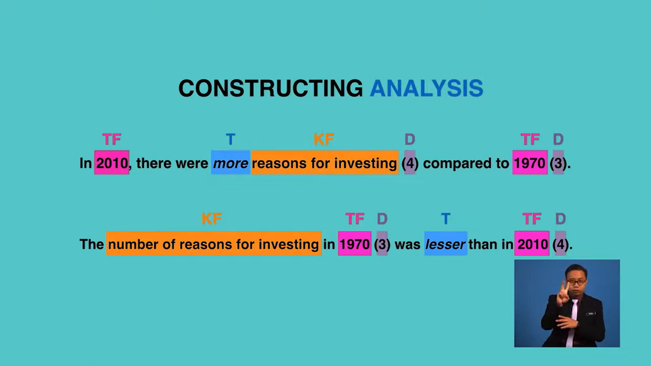For the second analysis, the number of reasons for investing, the key feature, in 1970, the time frame, 3 is the data, was lesser than. The trend word here is lesser. Then in 2010, this is another time frame, and 4 is data for 2010.